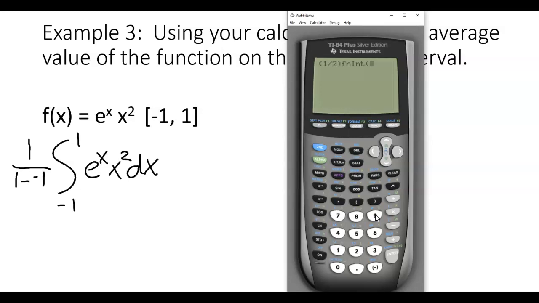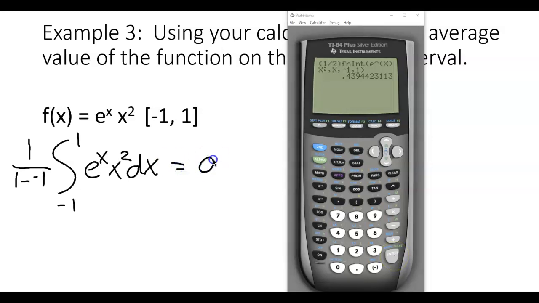For these ones, to get the integral, you type the function in first, so it's going to be e to the x, close parentheses, and then x squared, right? E to the x times x squared. After that, you do comma, and you tell it what is your variable of integration. It's x. That's what dx is. It tells you what variable we're integrating. Comma, and then you do your limit, starting with your lowest and ending with your highest. So -1, comma 1, close parentheses, enter, and there's the average value.